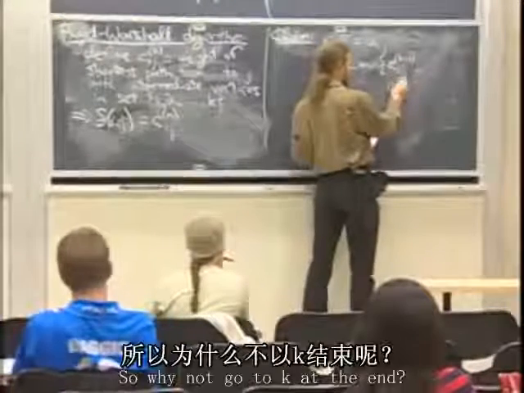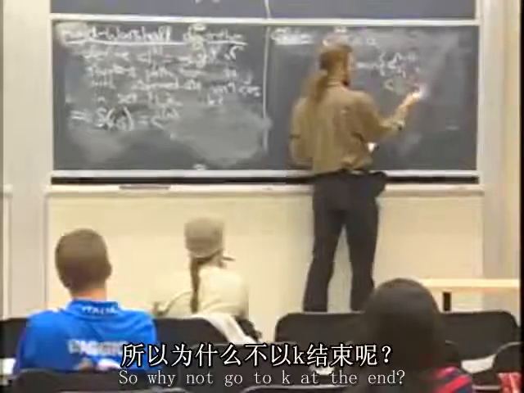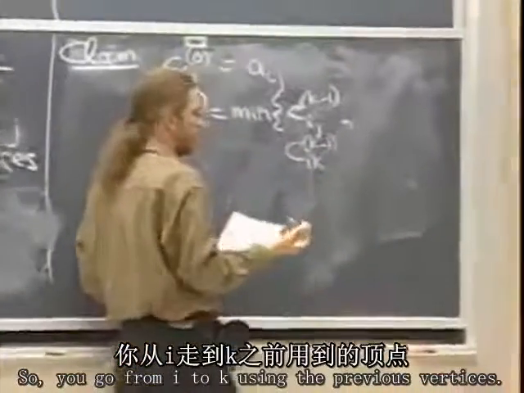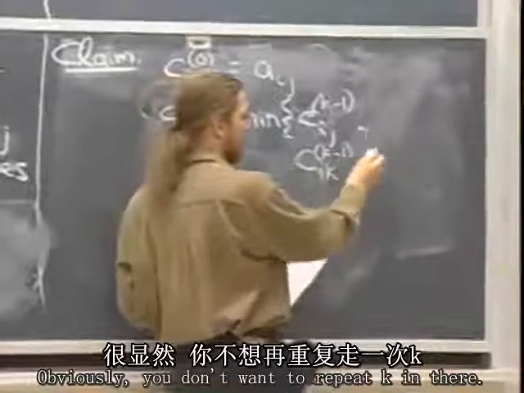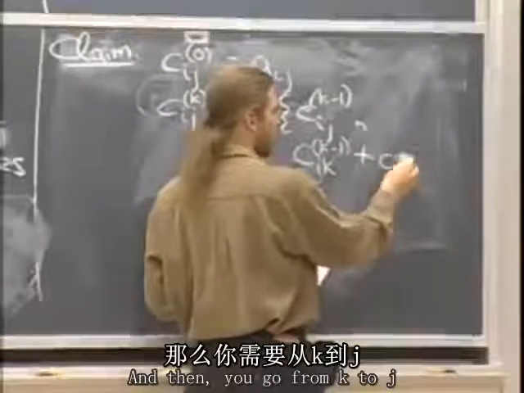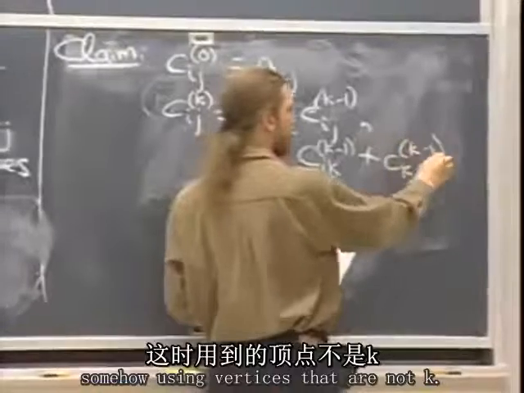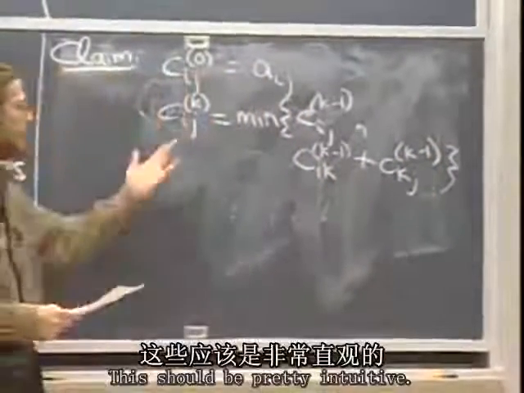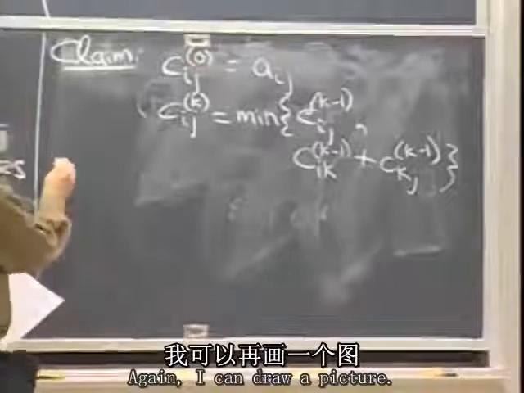So why not go to k at the end? So you go from i to k using the previous vertices. Obviously, you don't want to repeat k in there. And then you go from k to j somehow using vertices that are not k. This should be pretty intuitive. Again, I can draw a picture.